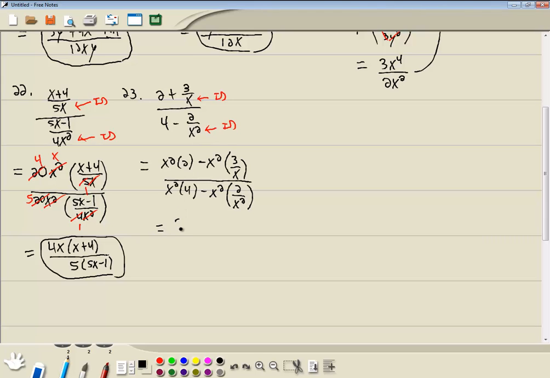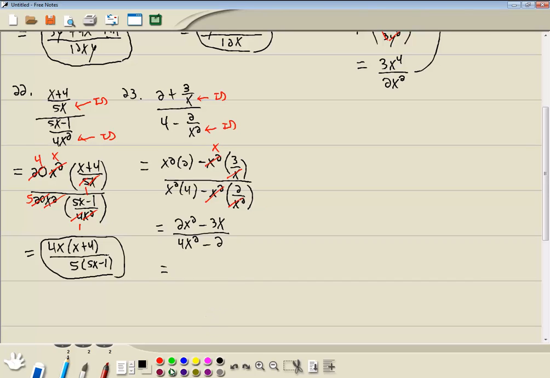Well, x squared times 2 is 2x squared minus, this x here cancels with one of these x's, leaves me an x here. So that's minus 3x over x squared times 4, which is 4x squared. And down here, this x squared cancels that x squared, and we got a minus 2.